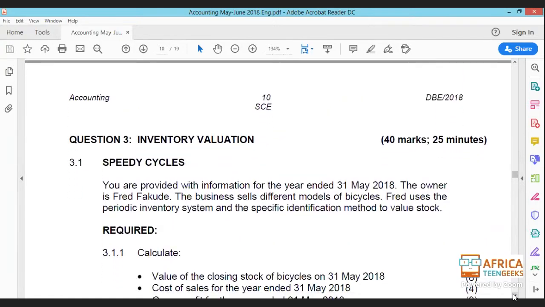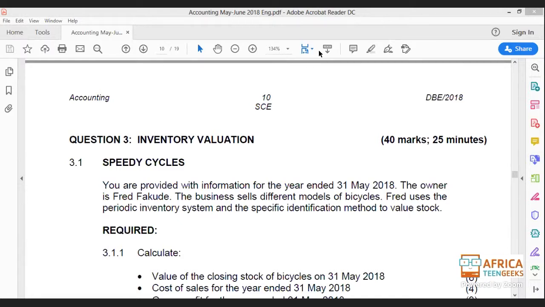Just a second. Number 2 says cost of sales for the year ended 31st May 2018. So here they want cost of sales. At this point, you should know how to calculate your cost of sales. We know that cost of sales is your opening stock plus net purchases plus carriages minus closing stock. That's how you'll get your cost of sales.